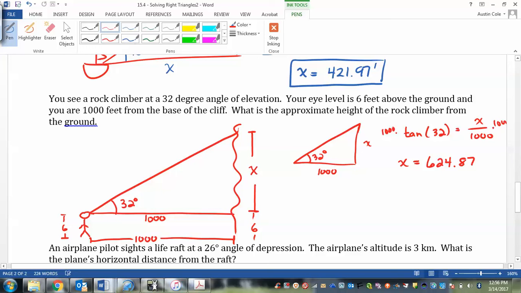87. Is that our answer? Plus 6. That's X. But again, we need to add that in there. So if I add 6 to that, 630.87 feet should be our answer. These aren't too bad. Pretty easy. They're not bad. Almost like we're good.